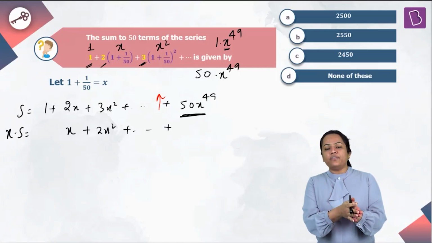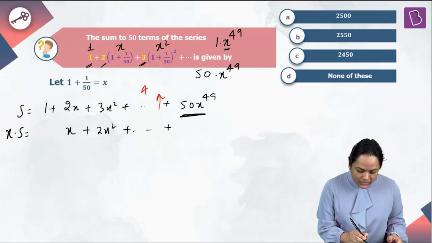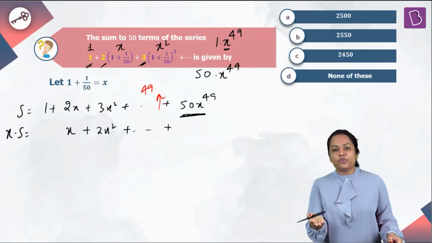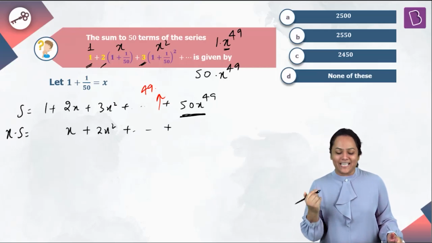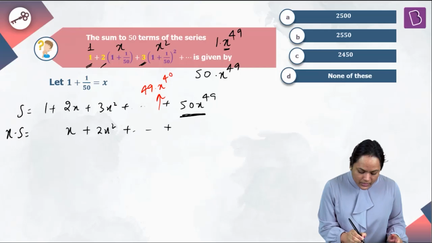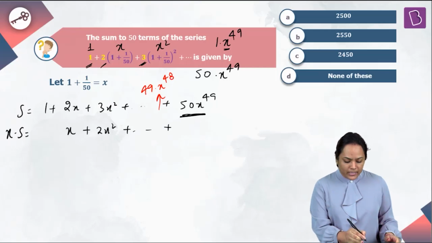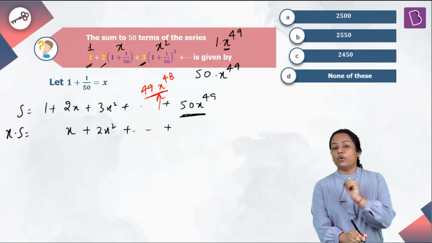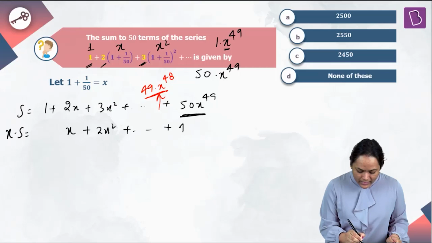Well, before 50 for AP, I'll have 49, right? Similarly, for GP, before x raised to 49, what will I have? X raised to 48, that's correct. So this term is 49 into x raised to 48. Now, when I multiply this part by x, what will I get? Well, it will become 49x raised to 49.